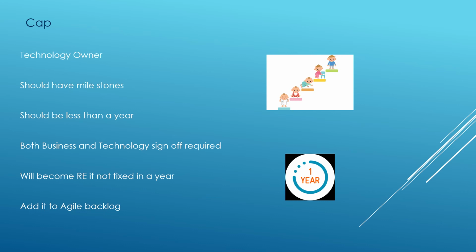If the CAP is not fixed within a year, it becomes a risk exception. If you are an agile shop, one of the ways of managing the CAP is adding it to your backlog and managing it that way.